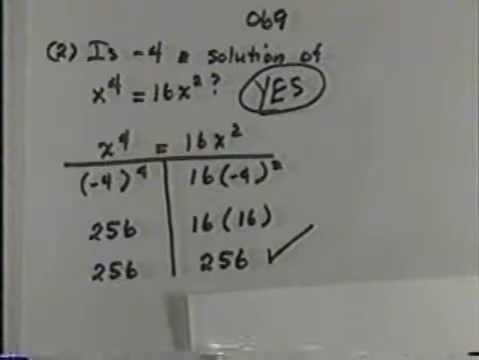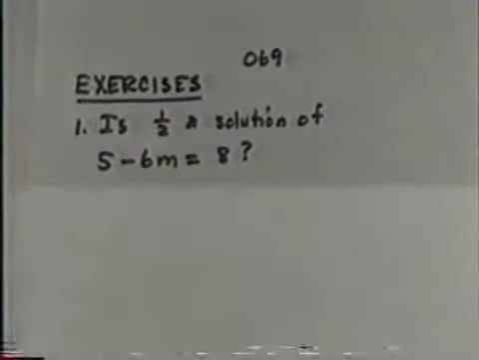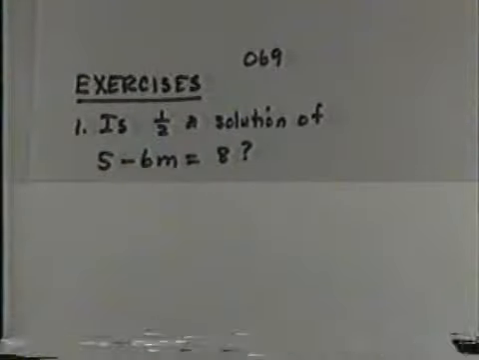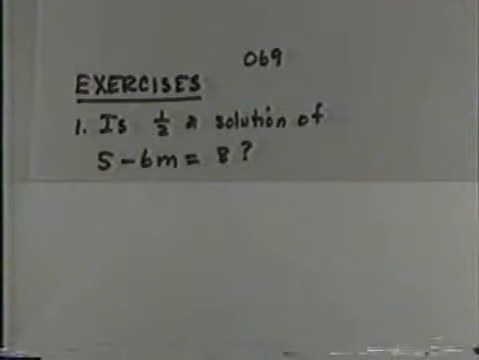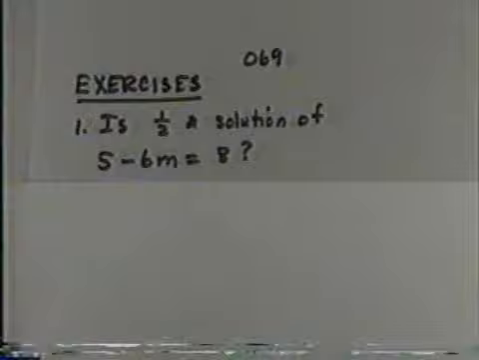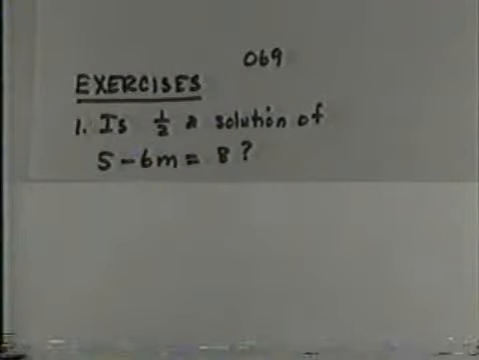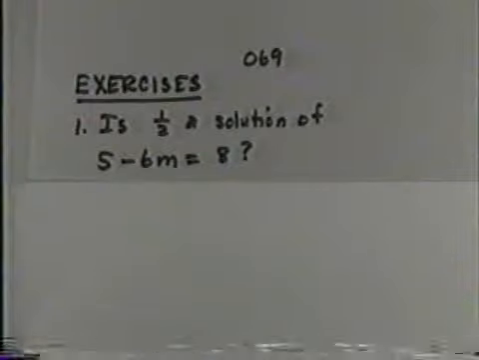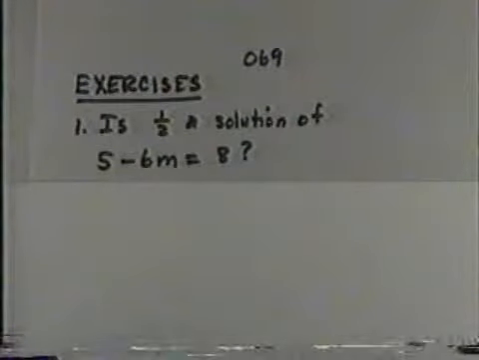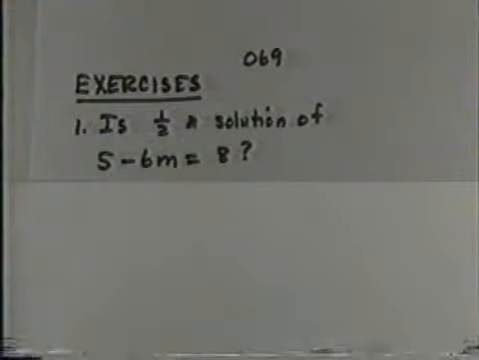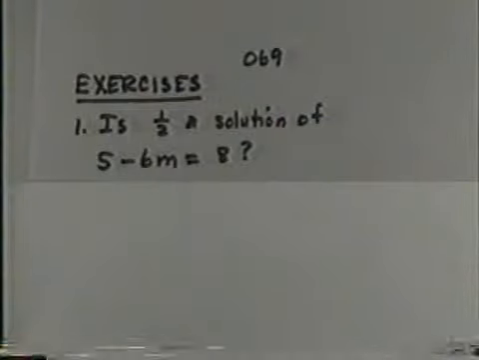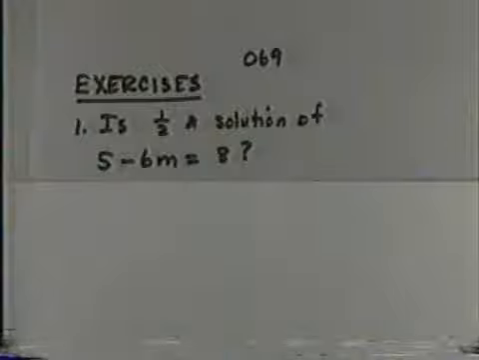Now I'm giving you some exercises. First exercise, is 1/2 a solution of 5 subtract 6m equals 8? Copy the exercise on your paper, and then when you get all the exercises copied, stop the tape and work them. First one again, is 1/2 a solution of 5 subtract 6m equals 8?